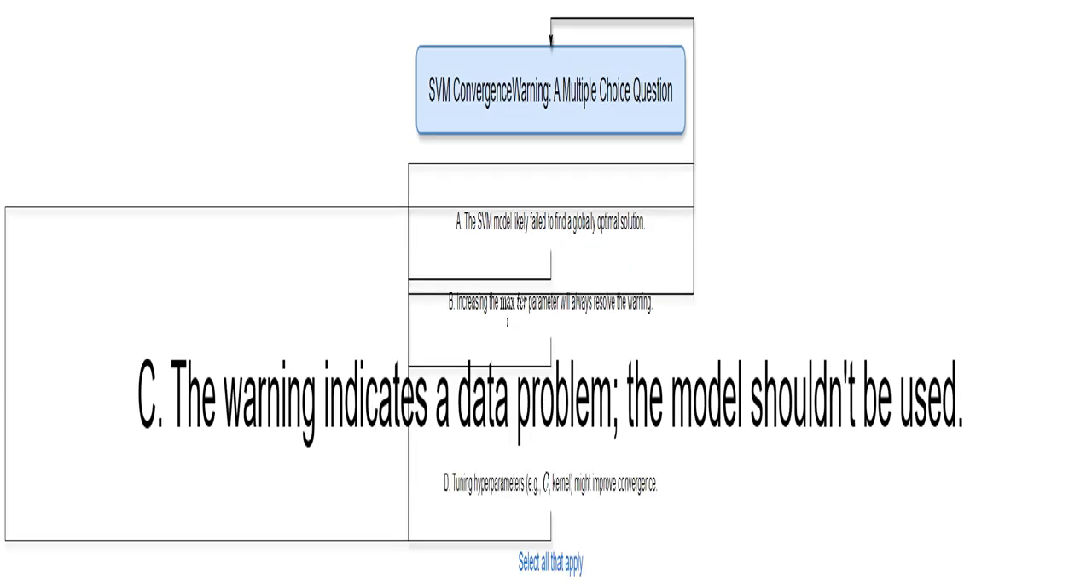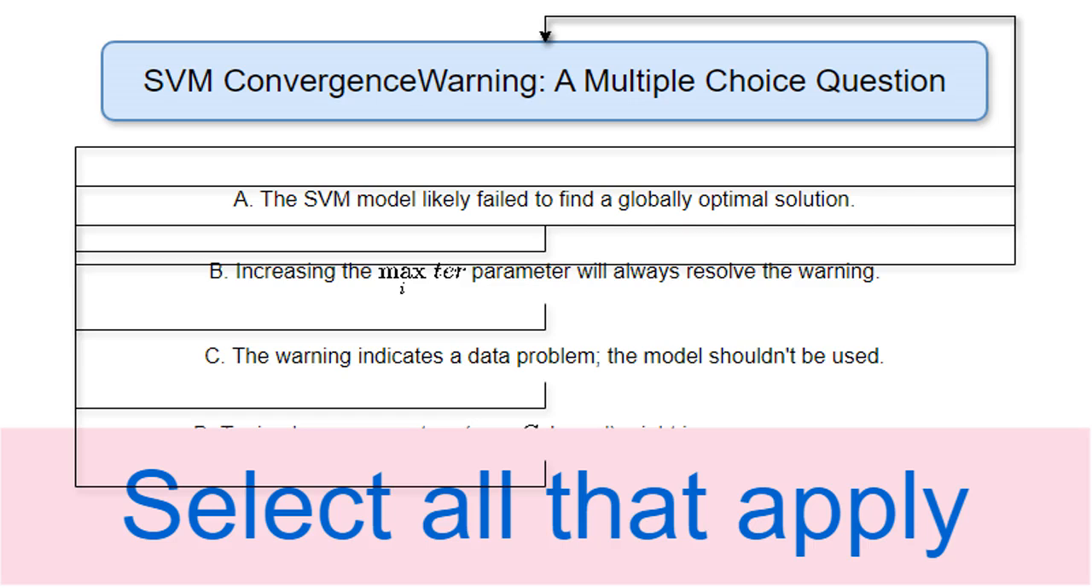This is incorrect. Although poor data quality, like too many dimensions or some weird data points, can make convergence more difficult, the warning itself doesn't automatically mean that your data is the problem. The model might still be useful, depending on its performance. We need to investigate further. This instruction means there's likely more than one correct choice. I want you to pick each of the statements that correctly describes the convergence warning and how to approach it.